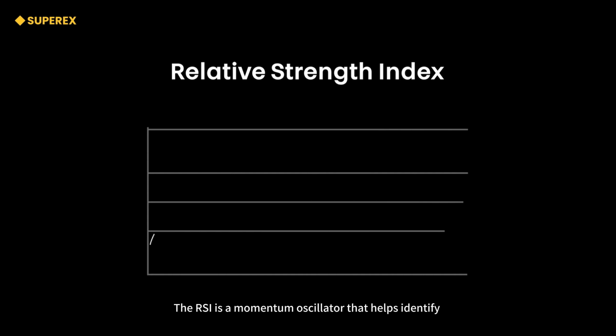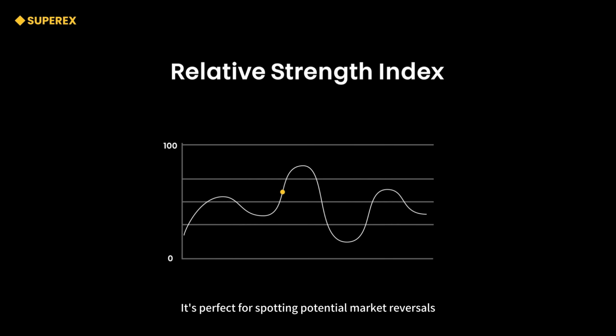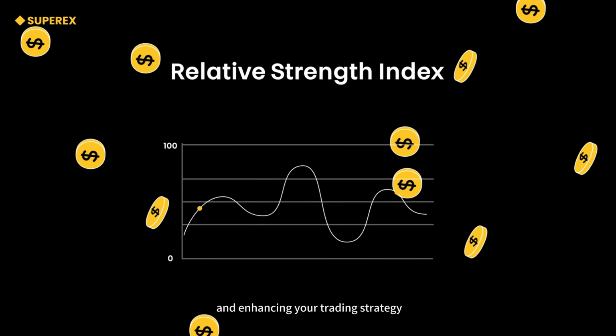The RSI is a momentum oscillator that helps identify overbought or oversold conditions, oscillating between 0 and 100. It's perfect for spotting potential market reversals and enhancing your trading strategy.